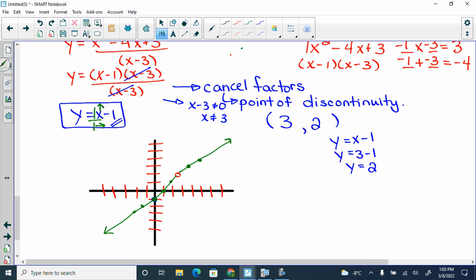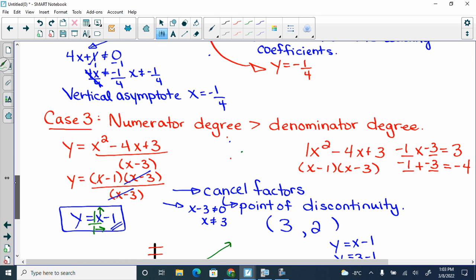Perfect everywhere. Okay, so if you type y equals x minus 1 in your calculator, is it going to draw the point of discontinuity? No, because you're just typing in the linear. So what do you actually have to type in if you want to see the point of discontinuity? The actual original equation. So type this into your y equals as a fraction. So you can either, if you're going to type it in, how does it know it's a fraction?